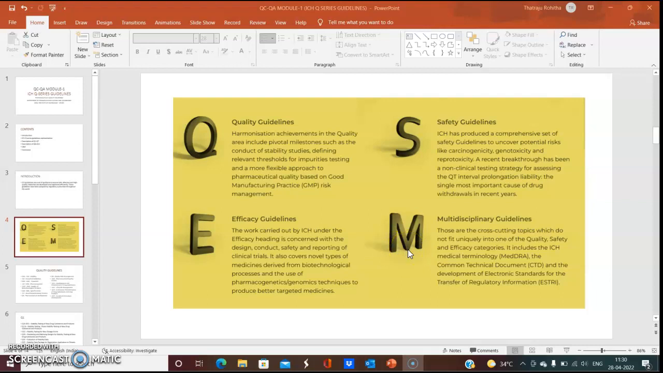Those are the cross-cutting topics which do not fit uniquely into one of the quality, safety, and efficacy categories. It includes the ICH medical terminology, the common technical document, and the development of electronic standards for the transfer of regulatory information.